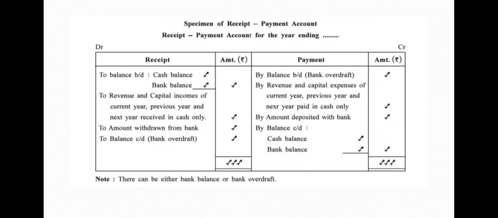Credit side: by balance brought down, that is opening bank overdraft. By revenue and capital expenses of current year, previous year or next year paid in cash only, and amount deposited with bank. And finally, on the debit side, to balance c/d, that could be a bank overdraft. Credit side: by balance carried forward, that will be cash and bank balance. Two sides like an account, the debit side is the receipt side, the credit side is the payment side. There can be either bank balance or bank overdraft, both cannot be there.